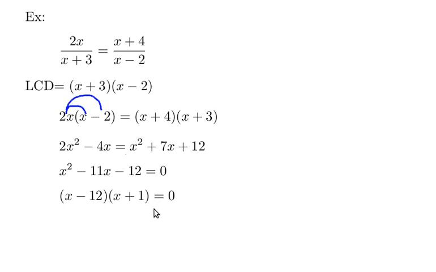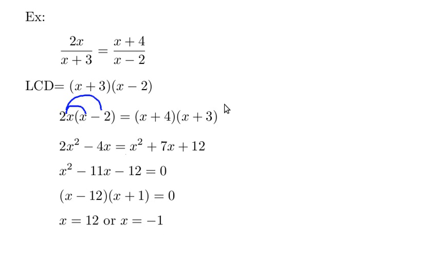So now we have two things that, when we multiply them together, equal 0, so one of them has to equal 0. So either x equals 12, or x equals negative 1.